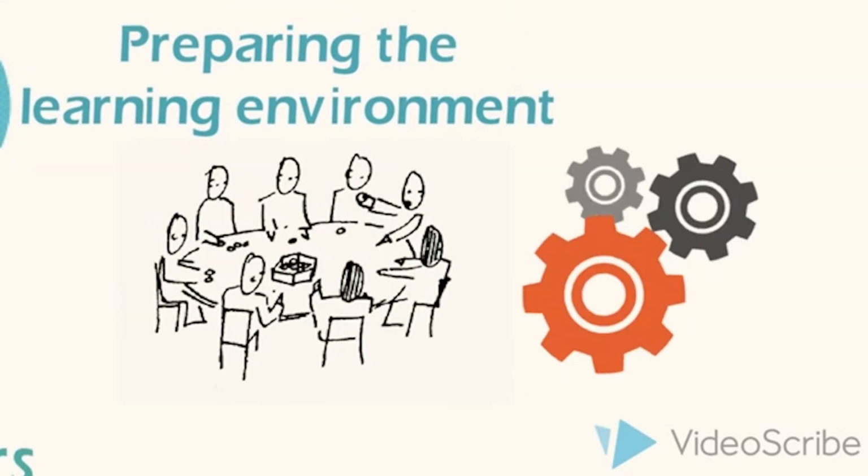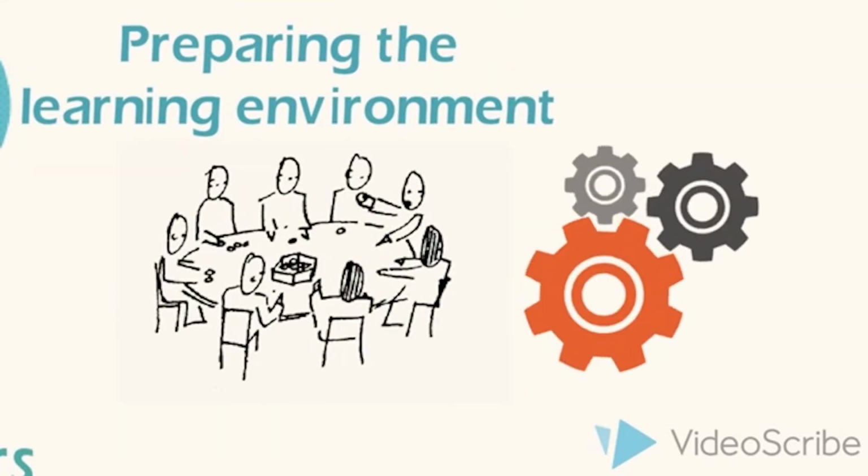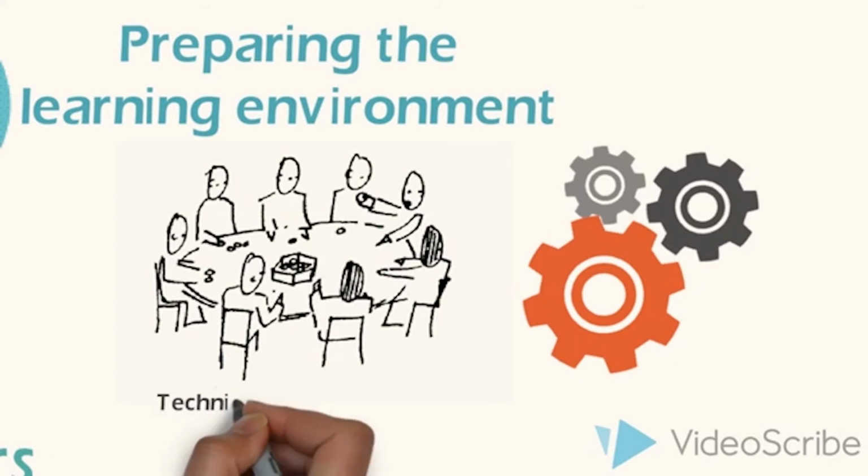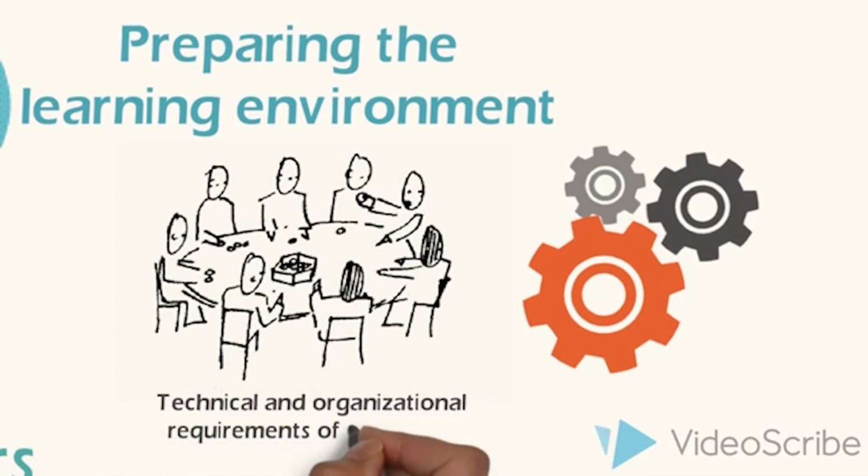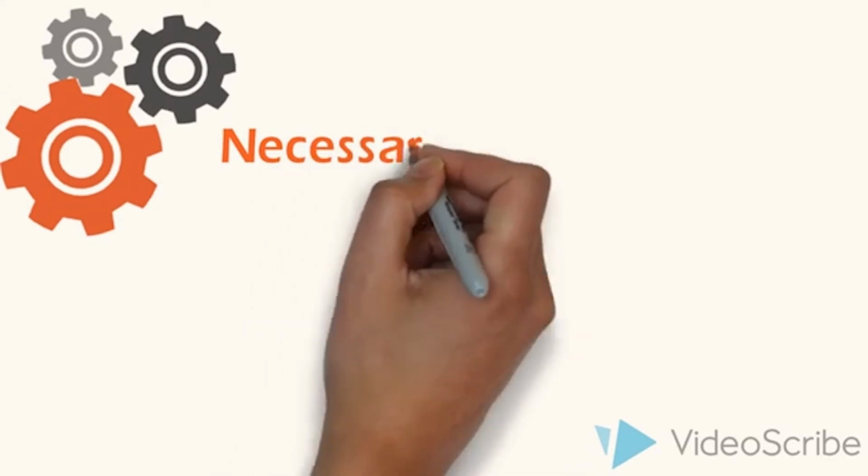Moving to the 3rd step, preparing the learning environment. During this step, it is necessary to ensure that the technical and organizational requirements of the course, formulated during the development stage, are met, and to prepare the environment where the teaching will be conducted. Depending on the chosen format, the preparation may include the following.